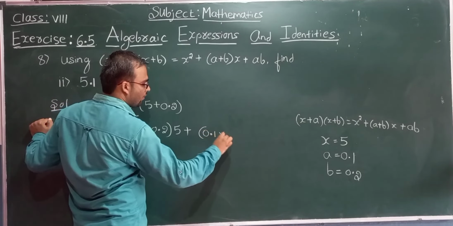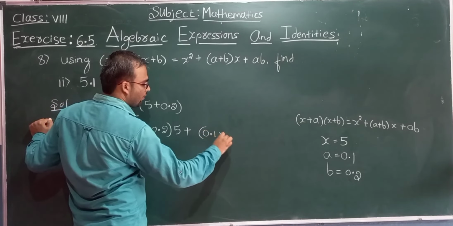0.02. Next, 25 plus 0.3 into 5 will be 1.5, plus 0.02. So when you add all these things, what you are getting? 26.52. So this will be the solution for the second problem.